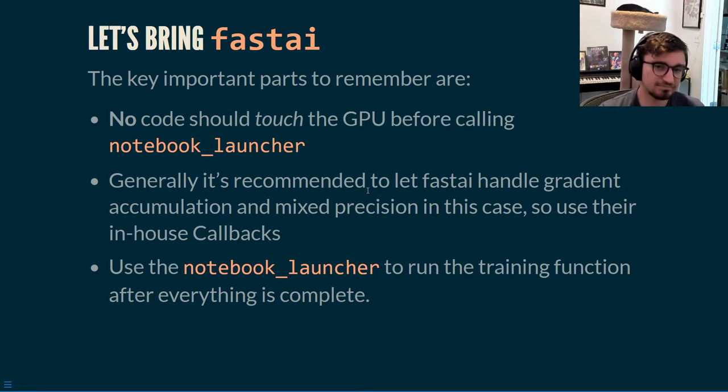As the framework gets more complex, generally just stick with the in-house callbacks if you're going to use fastai. If you're going to use PyTorch, absolutely go hog wild. This is just specifically for fastai.